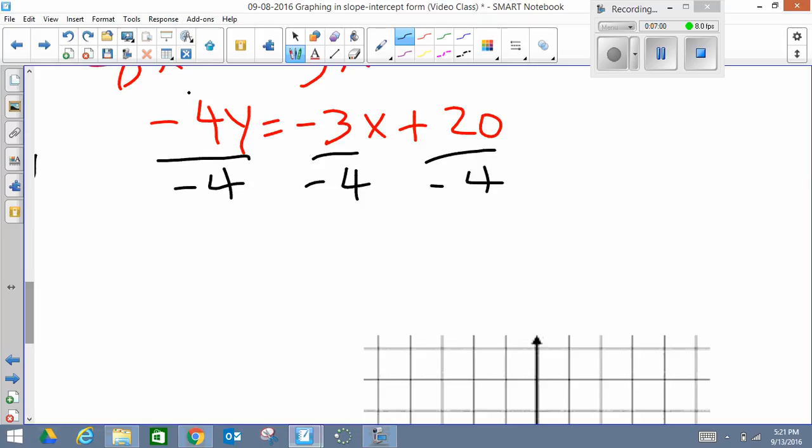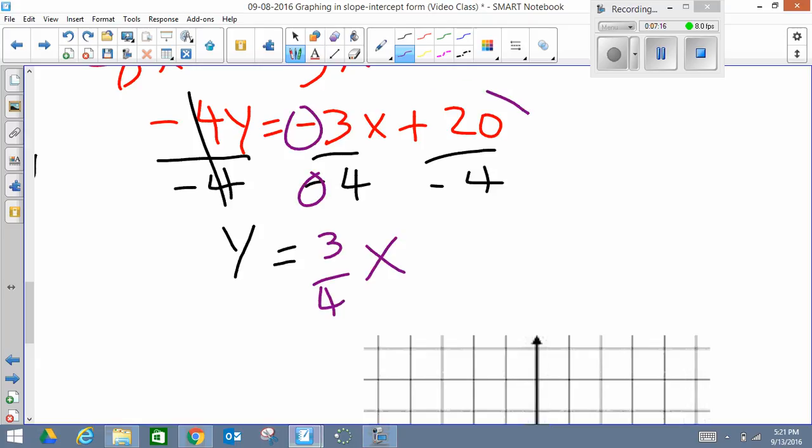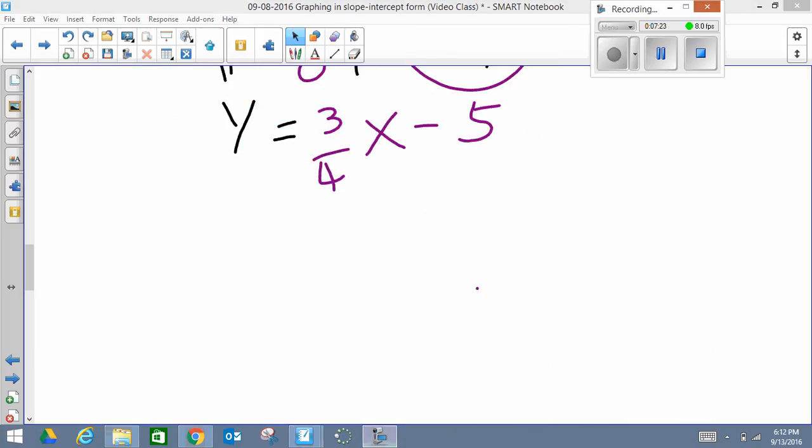Negative 4 cancels out. I have y equals, negative becomes positive. These two negatives become positive, so I'm going to have 3 over 4x, and positive 20 divided by negative 4 is negative 5.